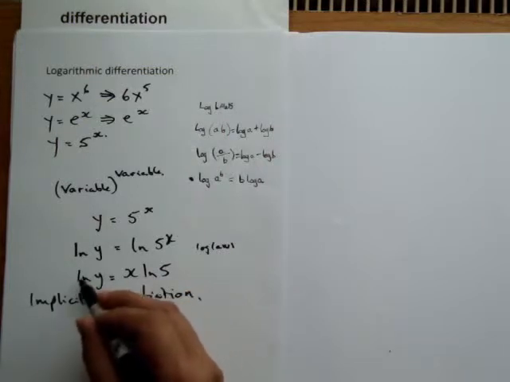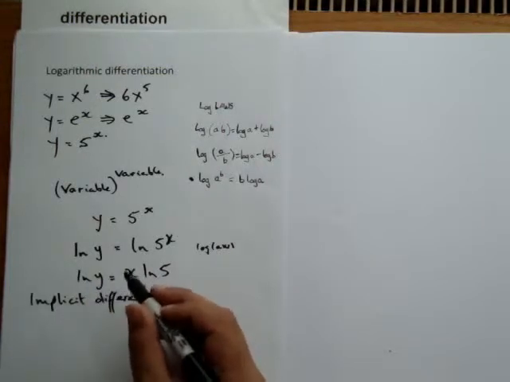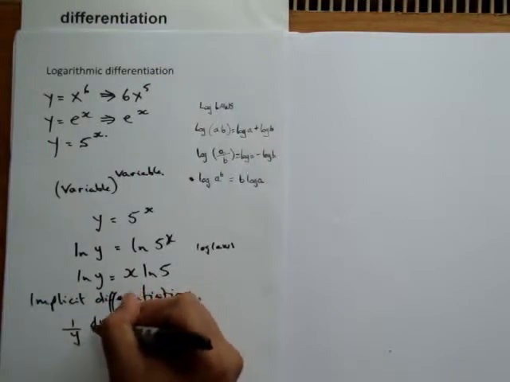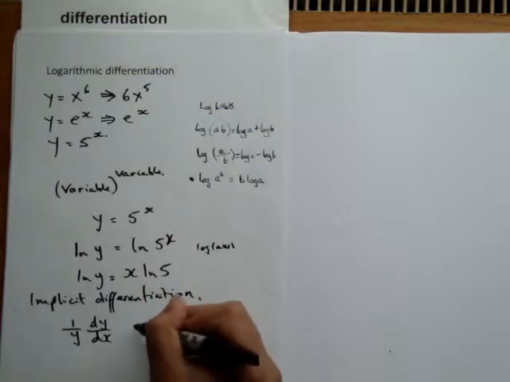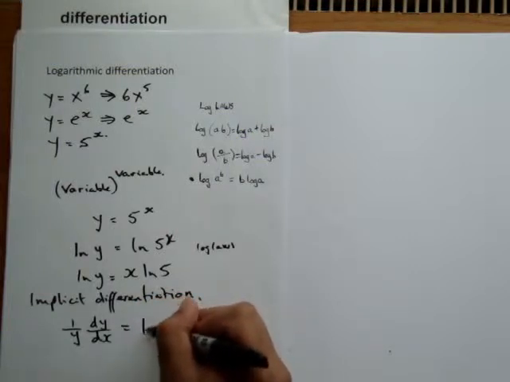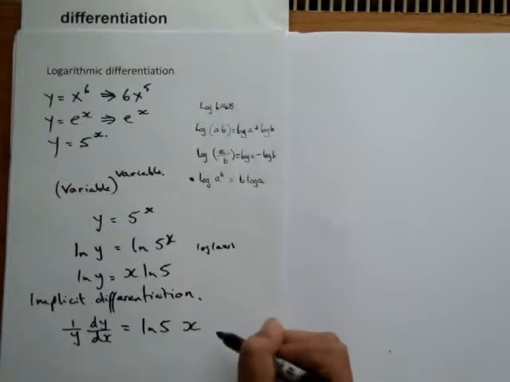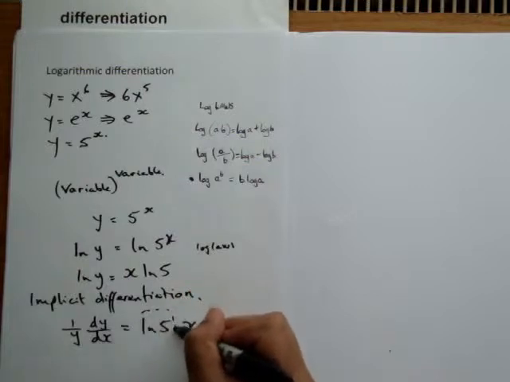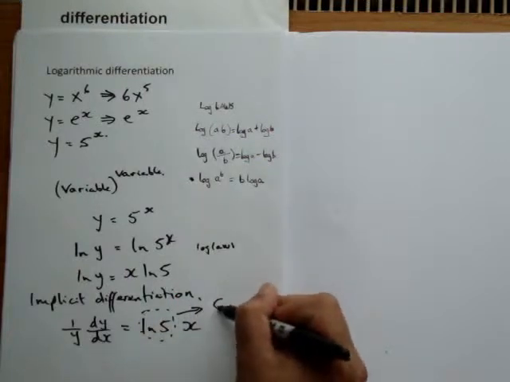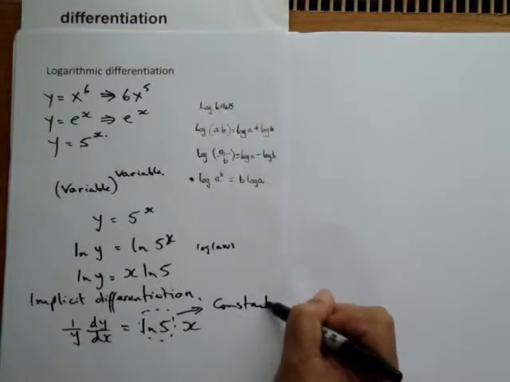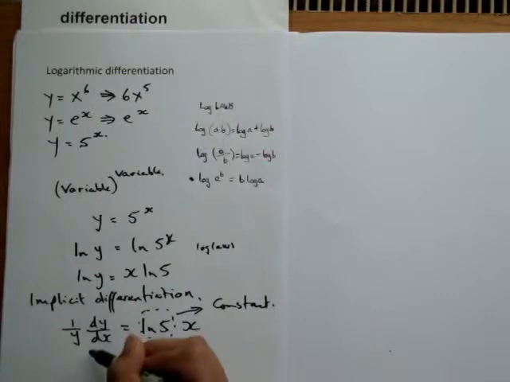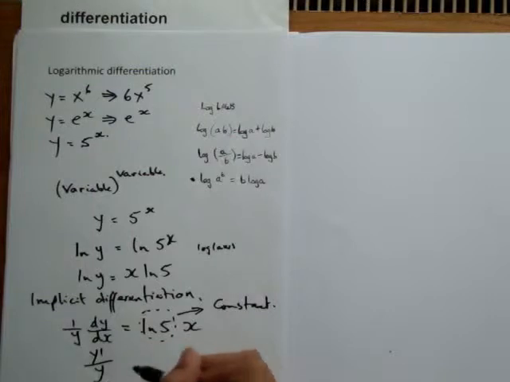And in implicit differentiation, when we differentiate natural log of y, we get 1 over y dy/dx, equals natural log of 5x. Now the natural log of 5 is a constant, so when we differentiate, another way of writing this is y prime over y.